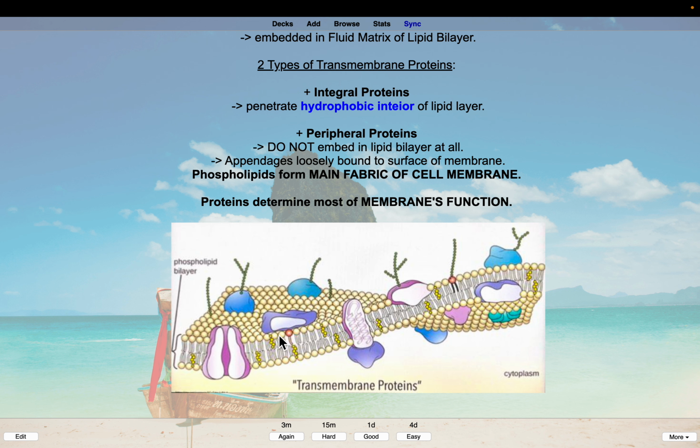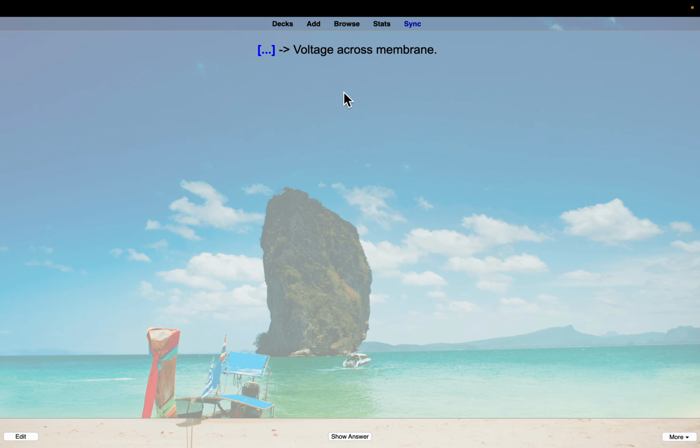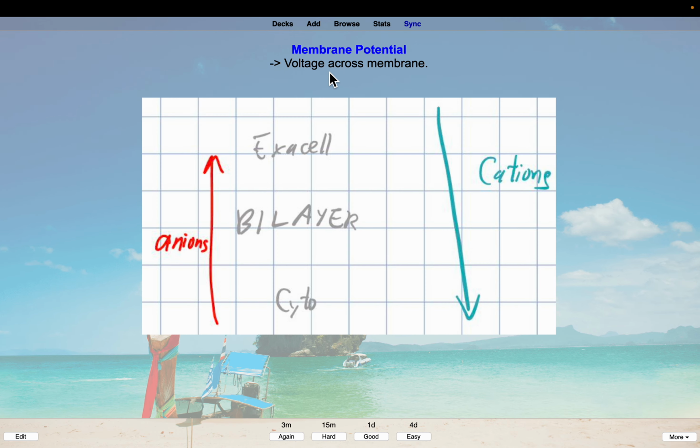Phospholipids form the main fabric of the cell membrane, and the proteins determine most of the membrane's function. What is the voltage across a membrane? Membrane potential. So we have the bilayer here in the middle. The outside environment is over here, the cytoplasmic environment is here. Anions go up, cations go down. I can't elaborate more on that.